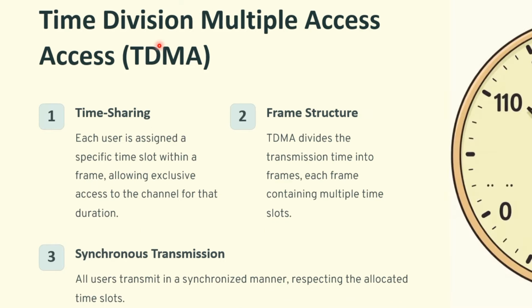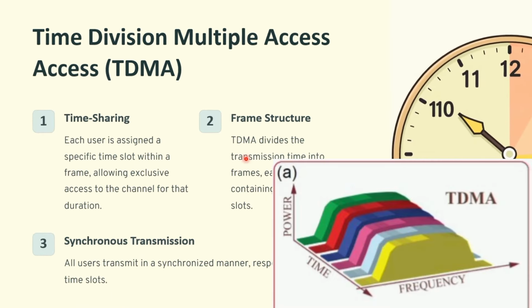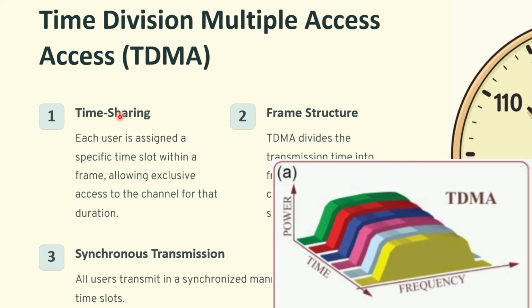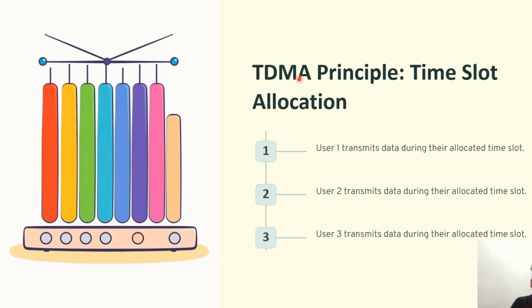Time division multiple access: here the bandwidth is divided between multiple stations. Time sharing, so each user is assigned a specific time slot and allowed access to the channel for that particular duration only. TDMA divides the transmission time into frames, and each frame contains multiple time slots. As we are using a time-based concept, synchronization is essential for the allocated time slots.